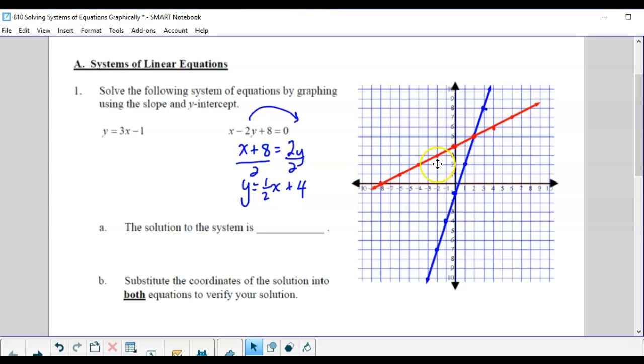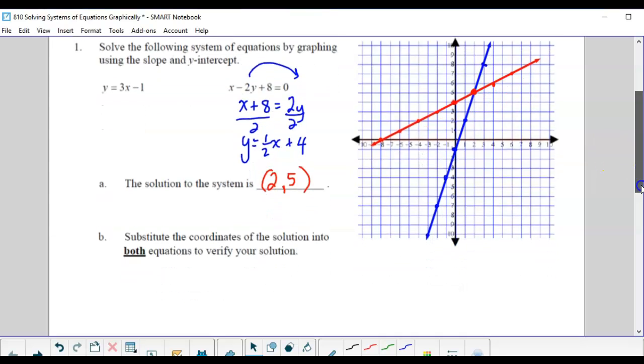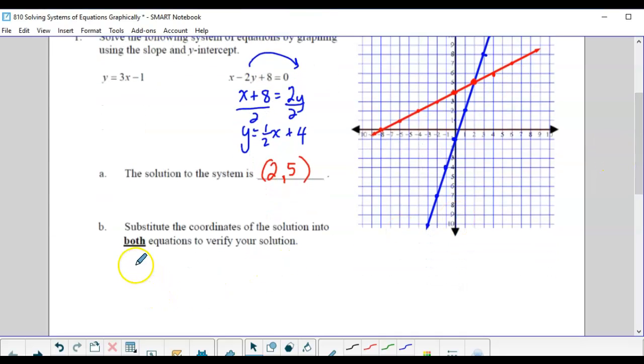So you can tell it's right there. So the solution is 2, 5. Okay, so there's your solution. So it's 2, 5. Remember, comma in between and round brackets. So now it says substitute the coordinates into both equations to verify.